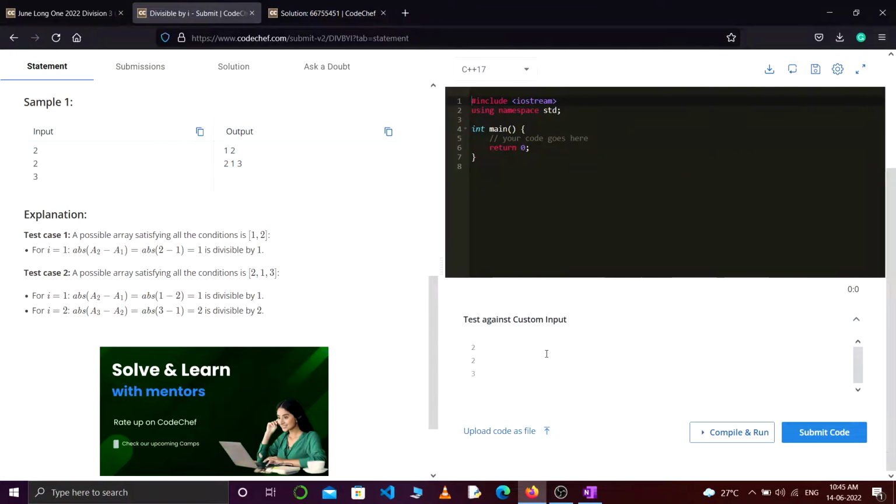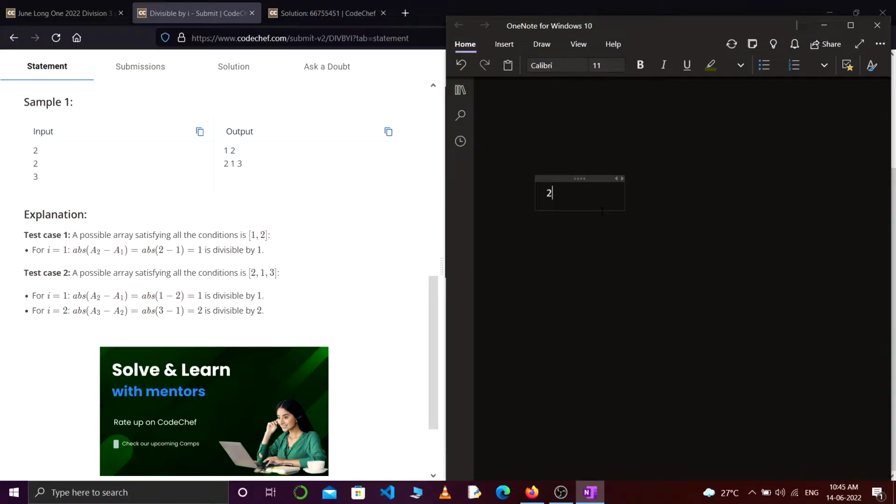But for 3 only, what if I consider the permutation 2 3 1? When I is equal to 1, I have to calculate the absolute difference of 3 minus 2, which is equal to 1 again. When I is equal to 2, I'll be calculating the absolute difference of 1 minus 3, which is again equal to 2. So it is also satisfying our condition, right? Here I is 1 and our answer is also 1. Here I is 2 and the absolute difference is also 2. So when n is equal to 3, then 2 3 1 is also a valid solution, and we can print this permutation as well. So either 2 1 3 or 2 3 1, both are correct solutions.